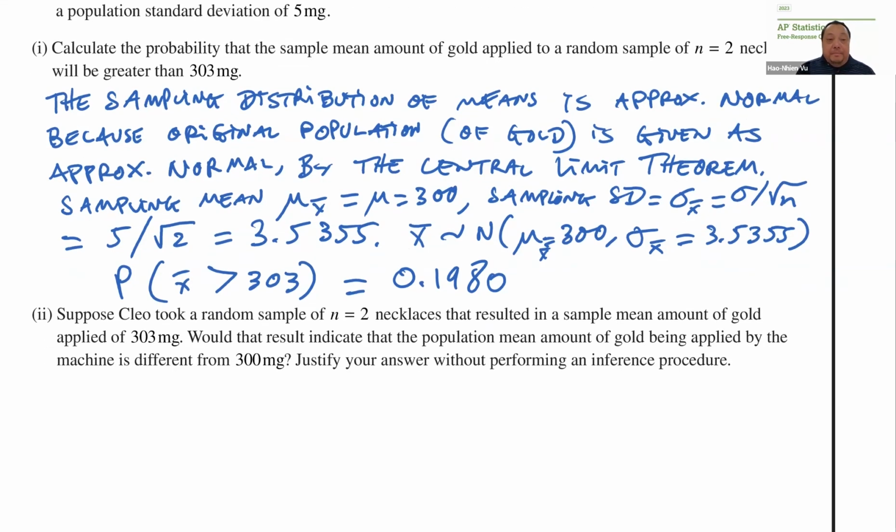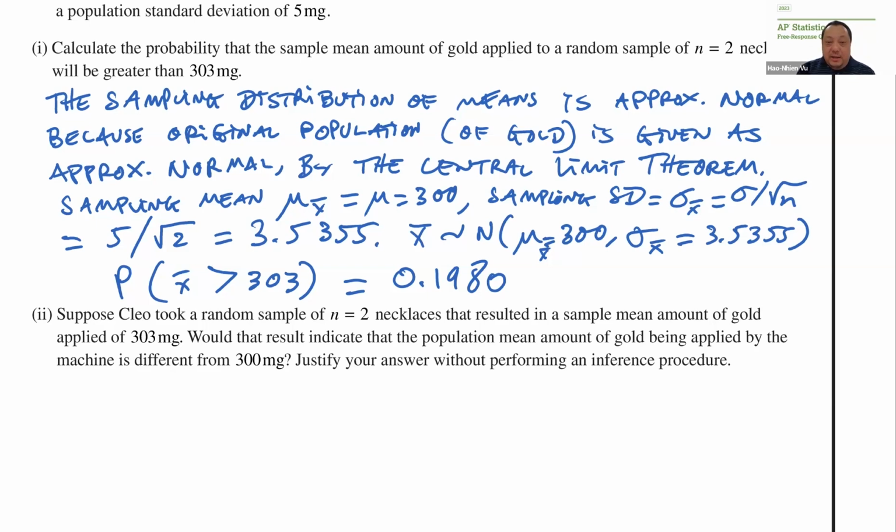Part II. Suppose Cleo took a random sample of n equals 2 necklaces that resulted in a sample mean amount of gold applied of 303. Would that result indicate that the population mean amount of gold being applied by the machine is different from 300? Justify your answer without performing an inference procedure.